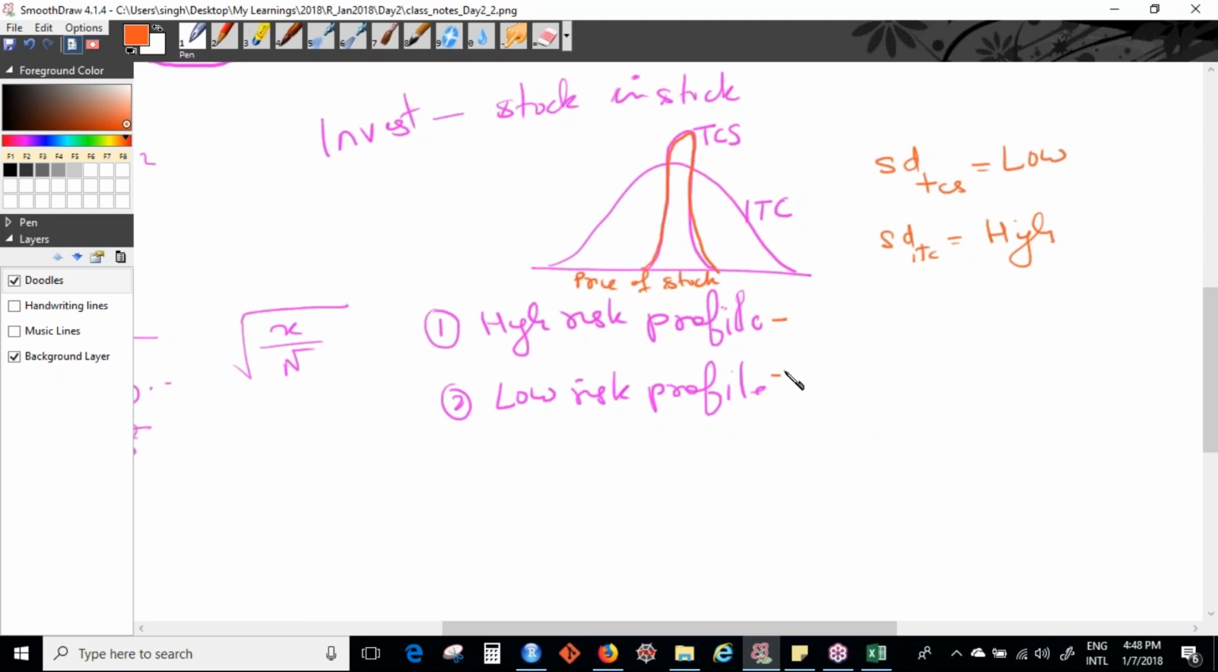Yeah, that is true, Lalitya. So now who will prefer what? High risk profile will prefer TCS, is what you are saying? Okay, high risk profile TCS, and this guy will also take TCS, or he will take ITC. So is this correct?